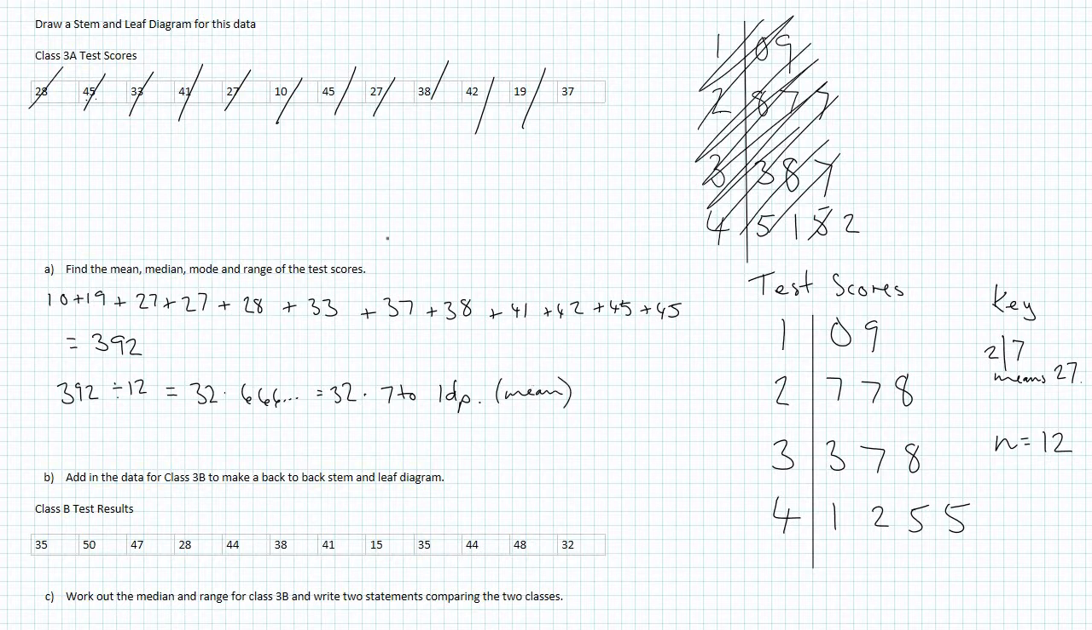Okay, for the median, they're all in order for you. Okay, and there's 12 of them. So I'm just going to go to this top line because I've written them all out in order anyway. So that's the mean, now for the median. I've got 1, 2, 3, 4, 5, 6.